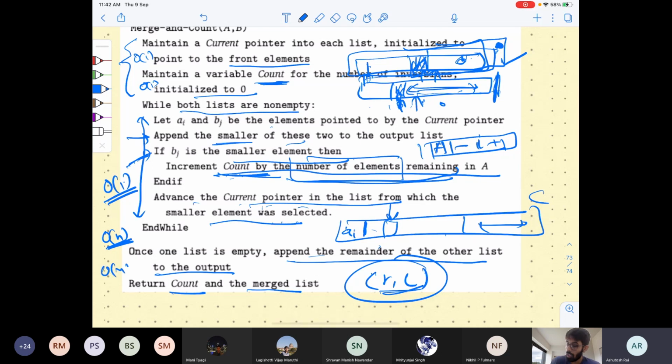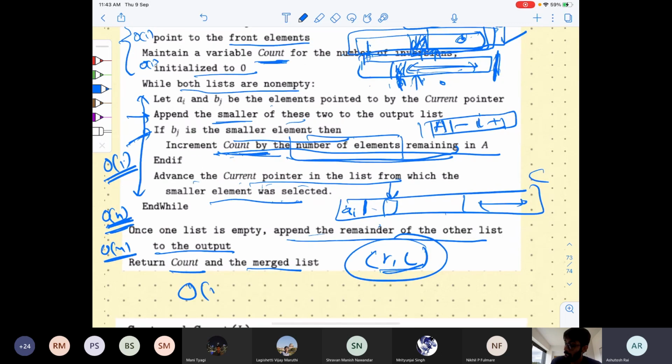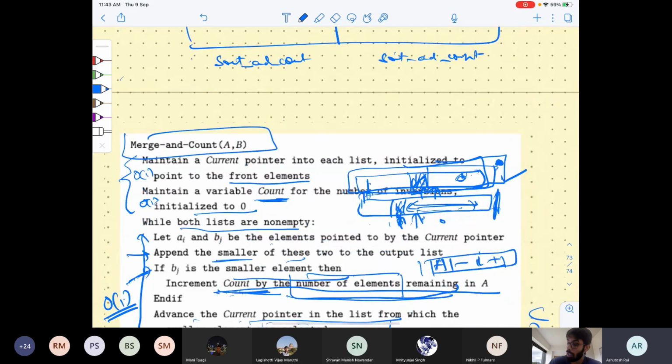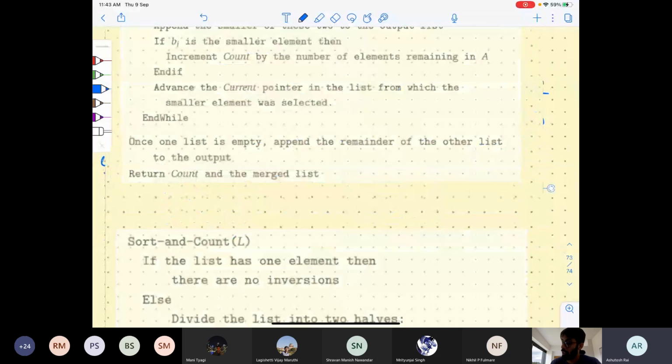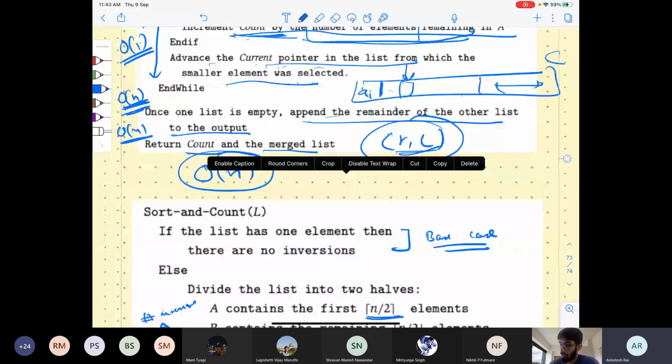But even this is order n time, because for each element you will be spending a constant amount of time. Even together they will be order n. You can say this is order n and this is order n, that is also fine, and then you return. So this procedure takes order n time. This merge and count procedure takes order n time, as we had already seen before. But still, I wanted to go through the algorithm more carefully and see that it actually takes order n time.